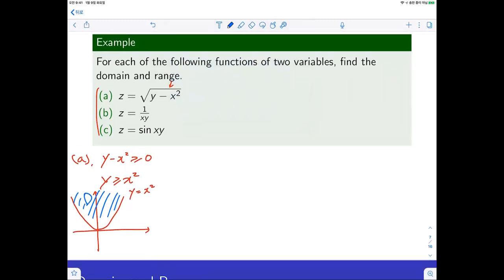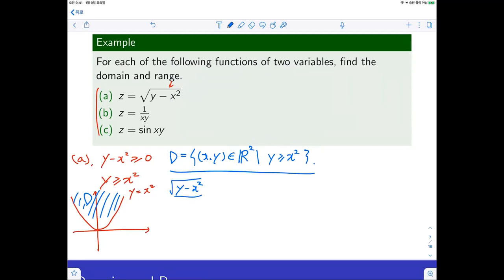Or you can denote the domain as D, like this form, (x, y) where y is greater than or equal to x squared. Maybe you can write this form. For this domain, y minus x squared can be any non-negative value. So the square root of y minus x squared can be any non-negative value. So this implies the range of this function is the non-negative real numbers. We can denote it like this.